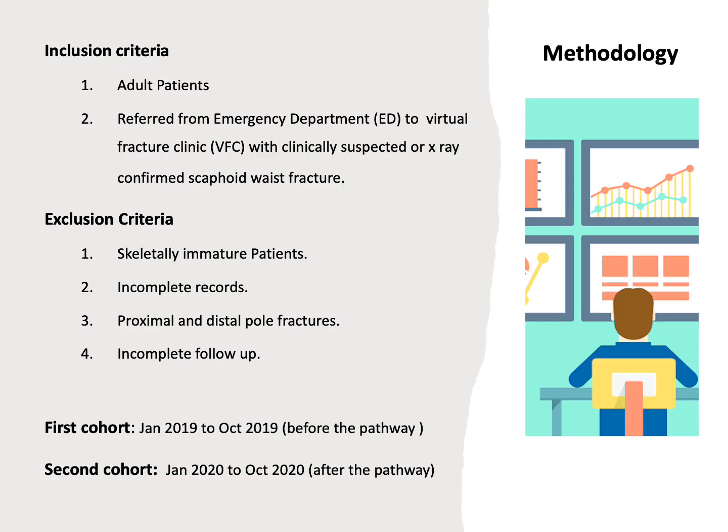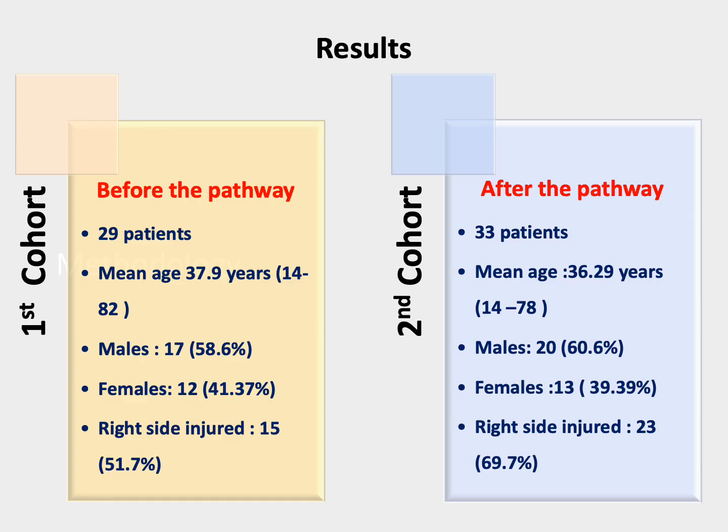This study included adult patients referred from the emergency department to the virtual fracture clinic with suspected or confirmed scaphoid fracture. The first cohort involved those referred between January 2019 and October 2019, before the introduction of the pathway, and the second cohort involved patients referred between January 2020 and October 2020, after the introduction of the pathway. The first cohort involved 29 patients with mean age 37.9 years. The second cohort involved 33 patients with mean age 36.29 years.